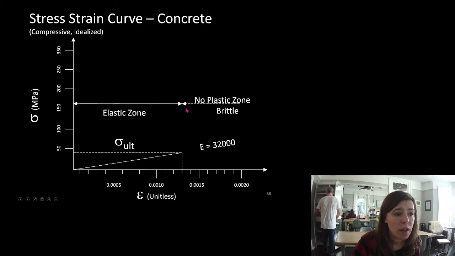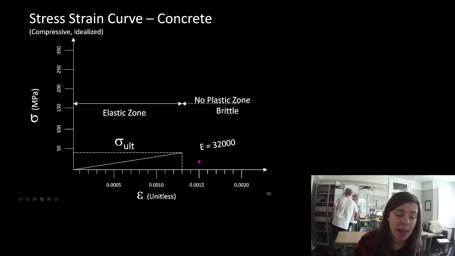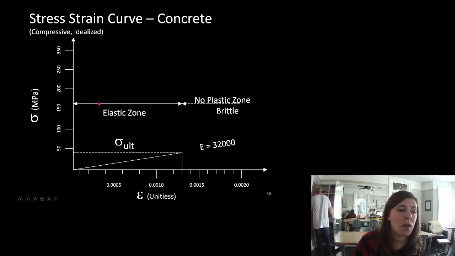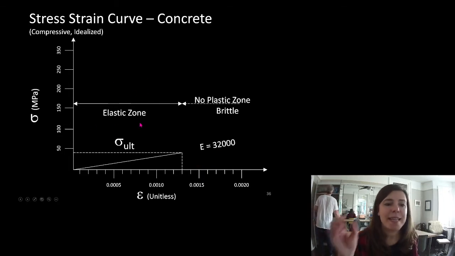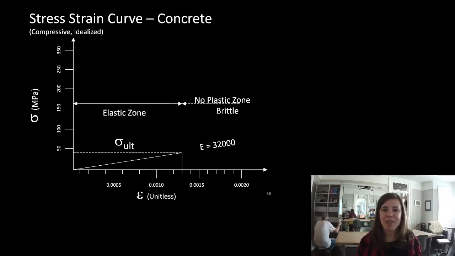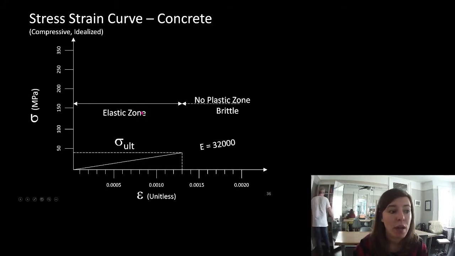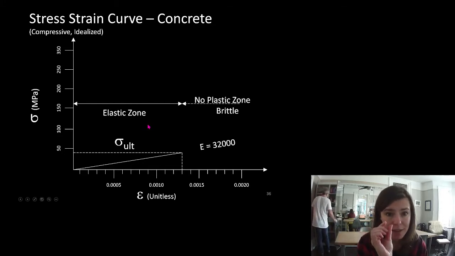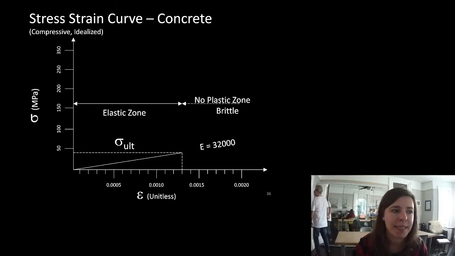Elastic zone, no plastic zone because it's brittle. It was not ductile. It has no plastic zone. It was only an elastic zone. It's a little bit trippy to think of concrete as being elastic, but everything is elastic unless it's also got ductility and has a plastic zone. It might have a very small elastic zone, but it has an elastic zone.